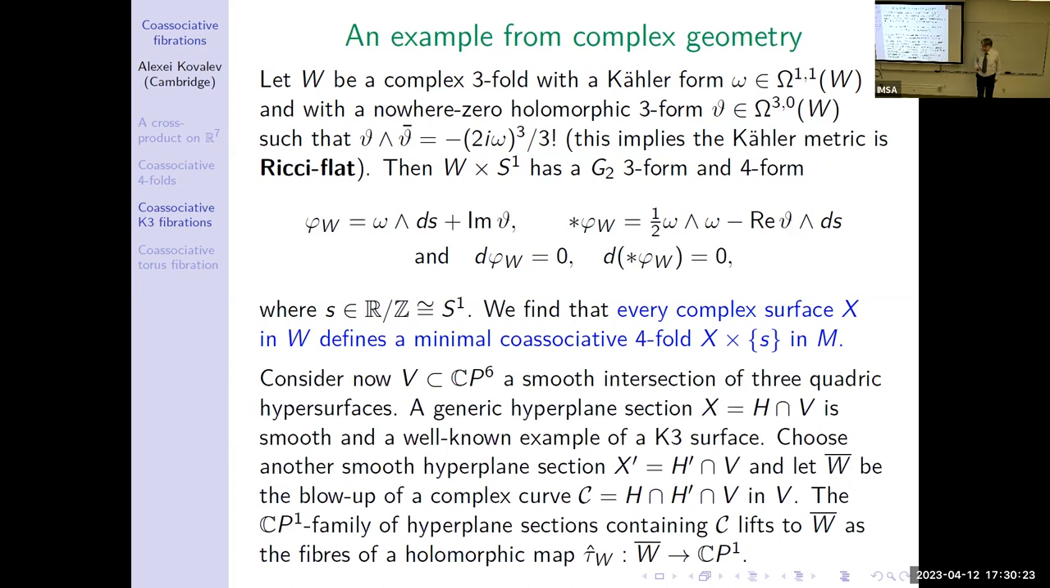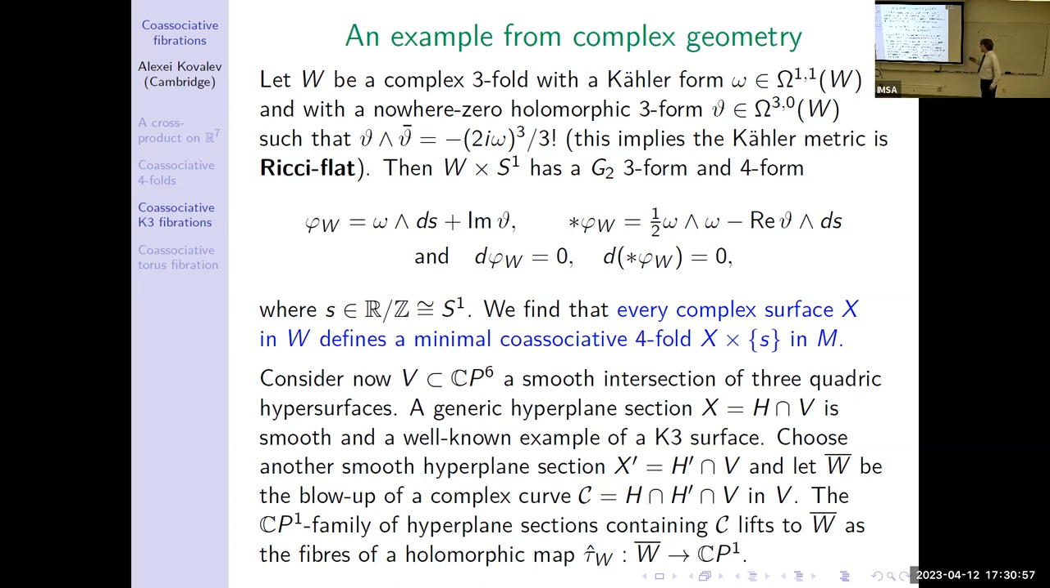Okay, so now let's have a concrete example of an appropriate W. We do some algebraic geometry. Start from an intersection of three quadrics in complex projective space of dimension 6, so that's a threefold. If we choose the quadrics generically, that's a non-singular algebraic variety, it's a manifold. We consider a generic hyperplane section, so that's an intersection of three quadrics in CP5 now. That's a famous example of a K3 surface.